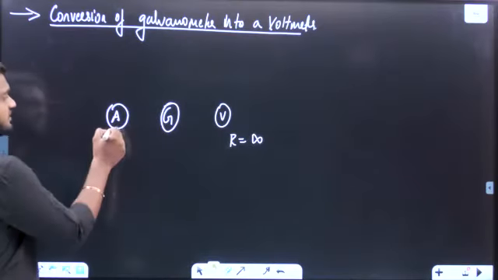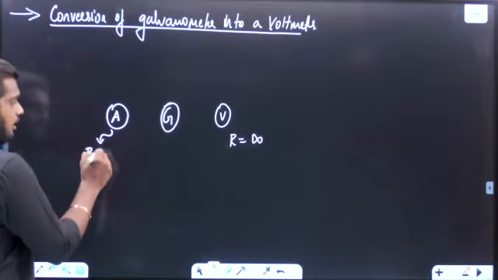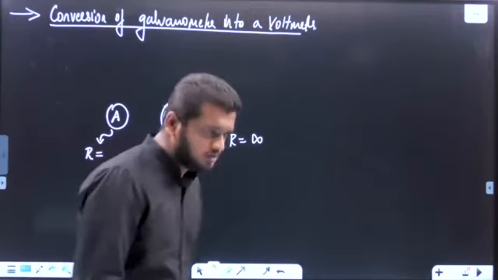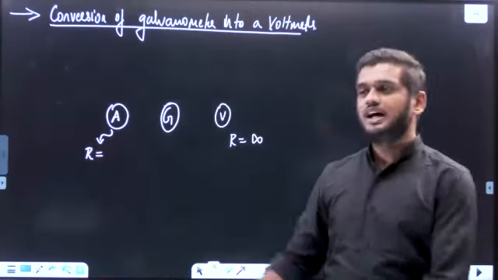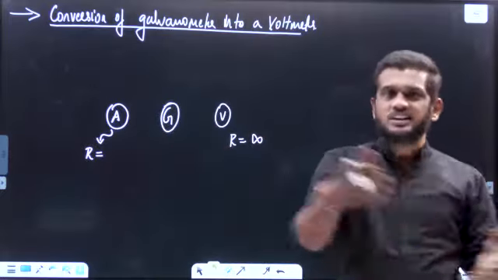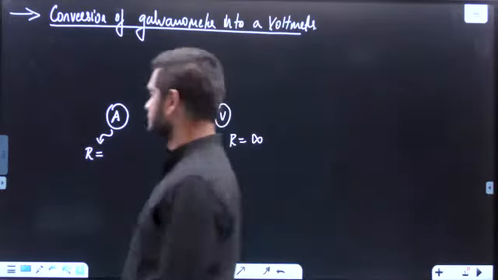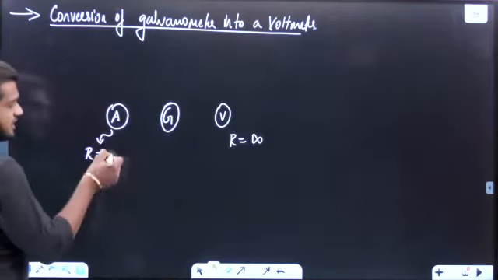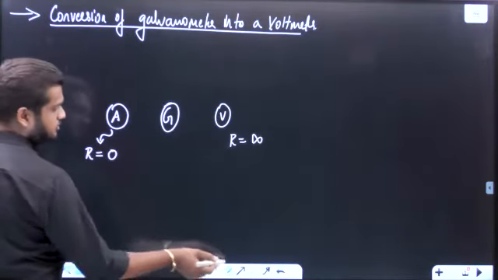What should be the resistance of an ideal ammeter? Low. An ammeter should allow all the current to flow through it. Only then it can measure, correct? Yes, sir. If it is allowing all the current to flow through it, its resistance should be 0.